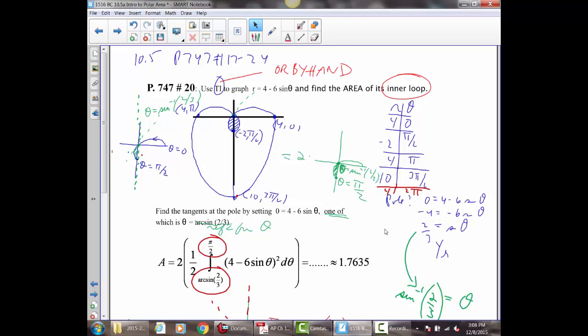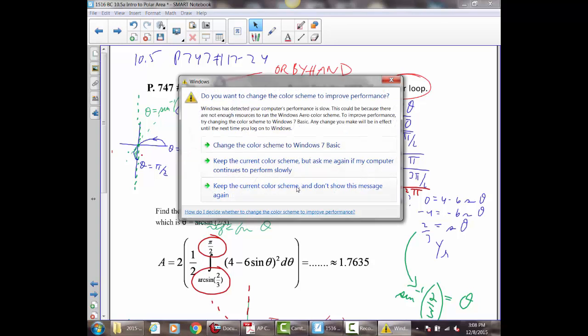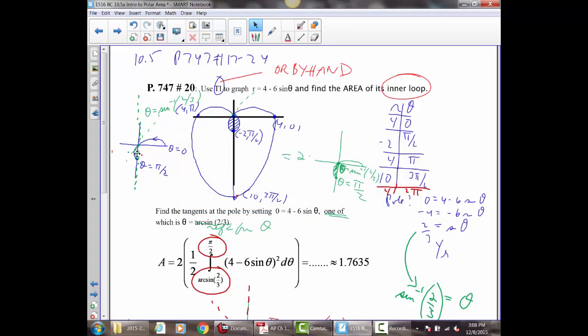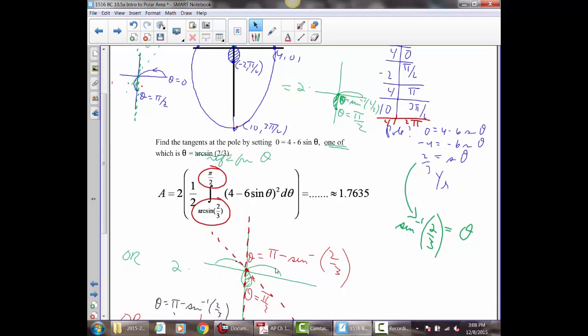So you'll find the tangents at the pole, you'll replace r by 0, which is the same way you're finding out whether or not the pole is on there. And you'll get the sine of theta is 2/3. So that line is theta equals the arc sine of 2/3. Obviously you need a calculator for this one. And I'm going to do 2 times, because I'm taking this little area right here twice. So 2 times 1/2 integral from arc sine 2/3 to pi over 2, and then there's my r squared, and then you'll just enter that on the calculator.